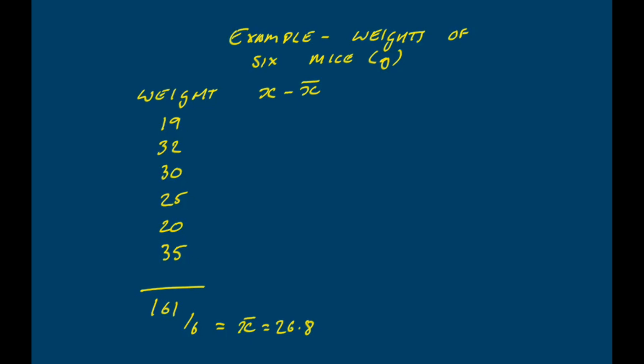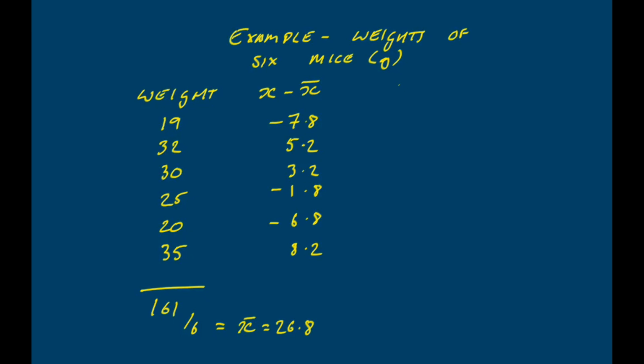So for our first data point, we have a mean of 26.8 and a value of 19. So 19 minus 26.8 is minus 7.8. For our second data point, we have a value of 32. 32 minus 26.8 is 5.2. And we can continue doing that for the entire data set. So we now have an indication of how far each of our data points is from our calculated value of the mean. So could we maybe use that as an indicator of how much spread there is in the data?